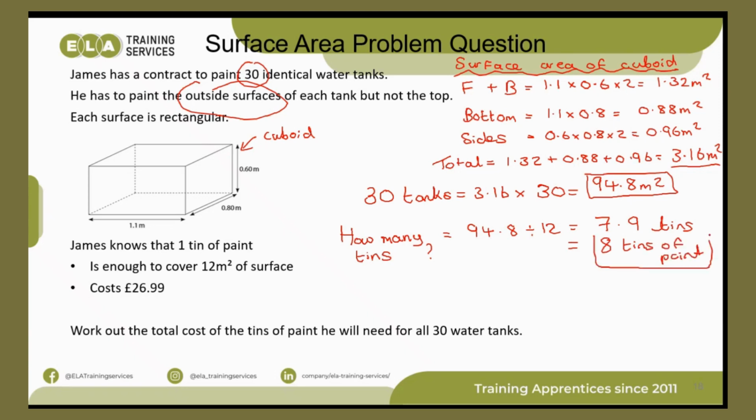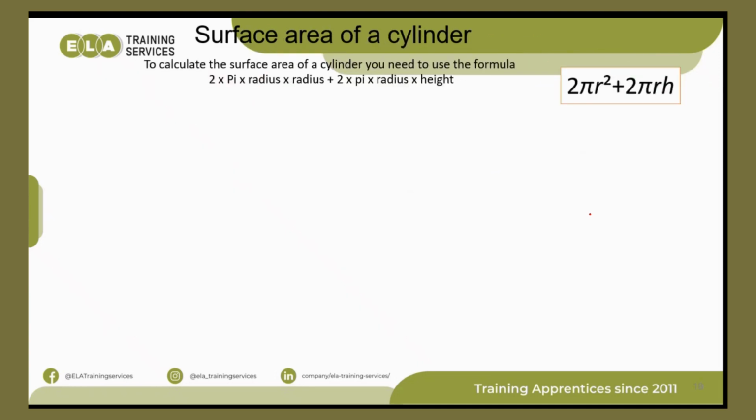And then our last bit is to work out the cost. So we're going to do £26.99 because that's per tin, multiplied how many tins we need. So 8 times £26.99 gives us £215.92. And that is our answer. James will have to pay £215.92. Okay, the last thing that we are going to now work out is the surface area of a cylinder.